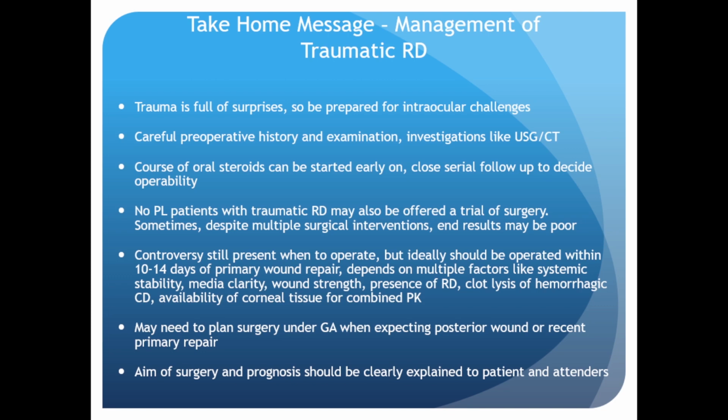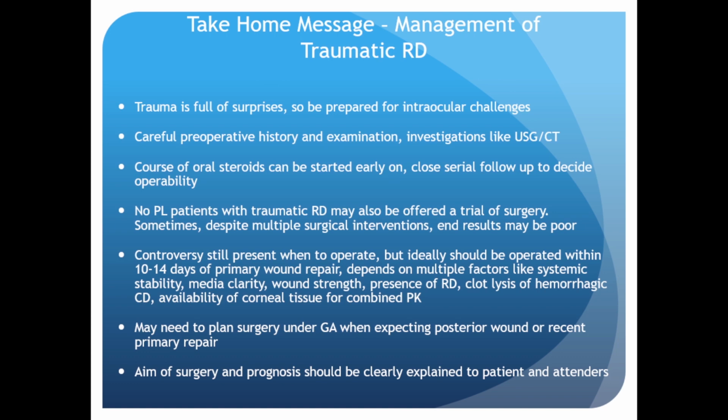Controversy is still present on when to operate, but ideally it should be operated within 10 to 14 days of primary wound repair. It depends on multiple factors like systemic stability, media clarity, wound strength, presence of RD, clot lysis of hemorrhagic CD, and availability of corneal tissue if you are planning a combined surgery with PK. May need to plan surgery under GA when expecting a posterior wound or recent primary repair. Aim of surgery and prognosis should be clearly explained to the patient and attenders.